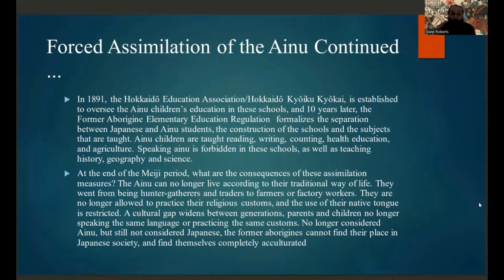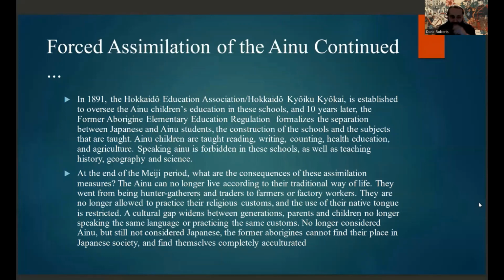And then by 1891, the Hokkaido Education Association is established to oversee the Ainu children's education, and ten years later, the Former Aborigine Elementary Education Regulation formalizes the separation between Japanese and Ainu students, and the construction of the schools and the subjects taught. Ainu children are taught reading, writing, and counting, health education, and agriculture. Speaking Ainu is forbidden, as well as teaching history, geography, and science.